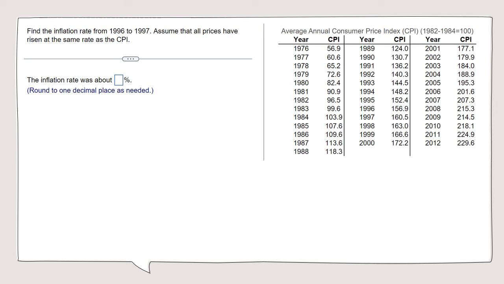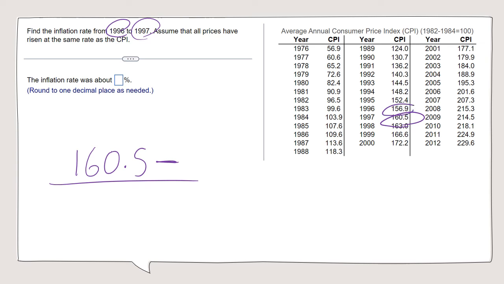Next, we have a CPI question about inflation rate. Now, this is looking at inflation, and I'm going to set it up 1996 to 1997. We're just looking for that 1 year difference. So in order to do that, we want to know how much did it change. So we're going to take the CPI in 1997, which is 160.5, and we're going to subtract what it was the year before, 156.9. If we subtract those two, it tells us how much it changed, right? How much it went up.